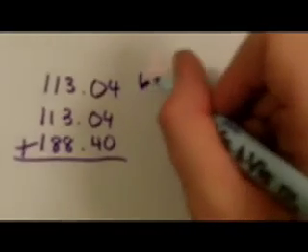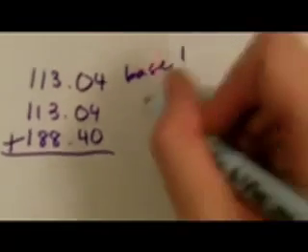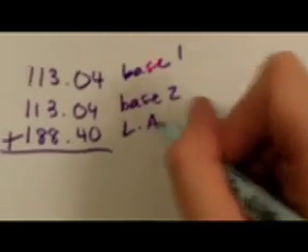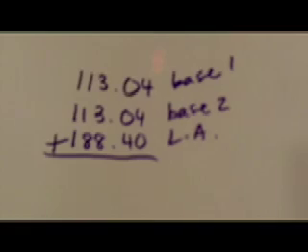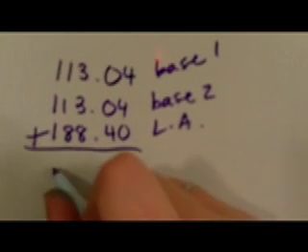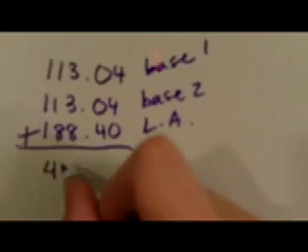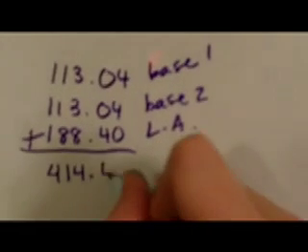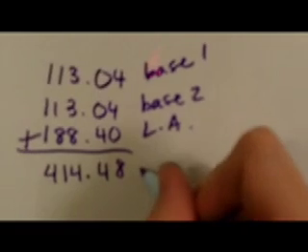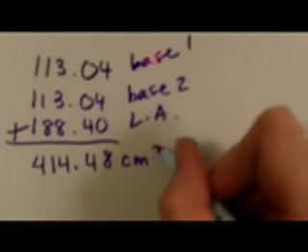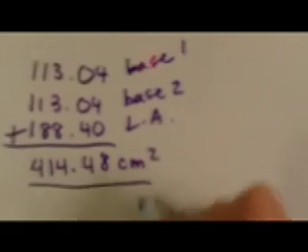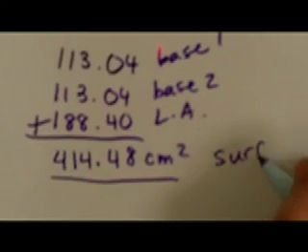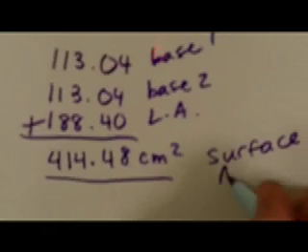We've got base 1, base 2, lateral area. When we add that up, we're going to get 414.48, and our units are still centimeters squared because we're talking about area. That's going to be our surface area.